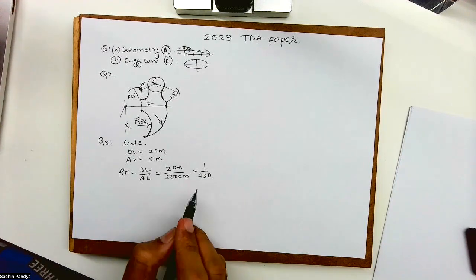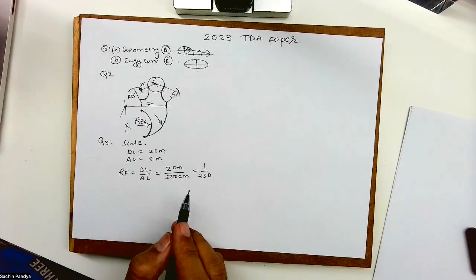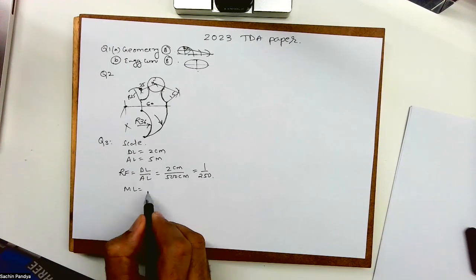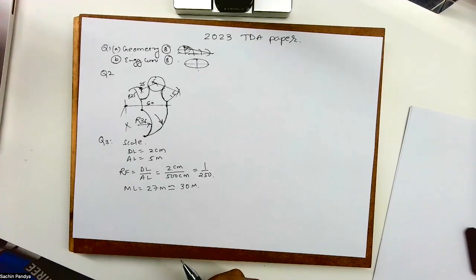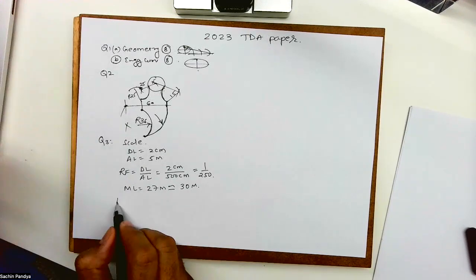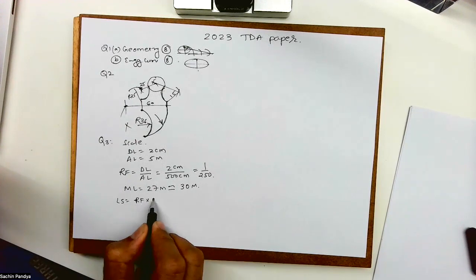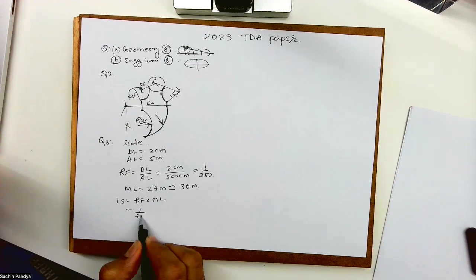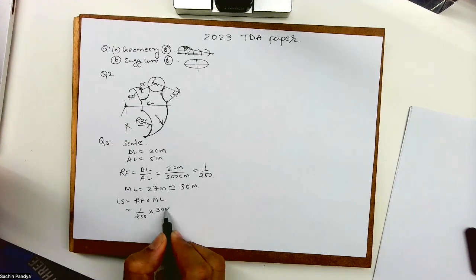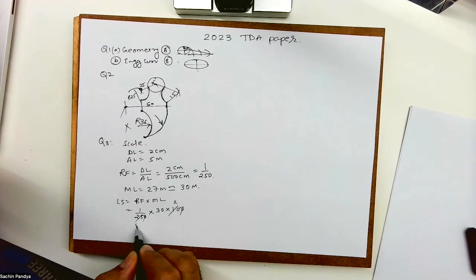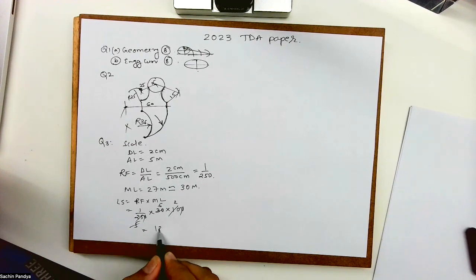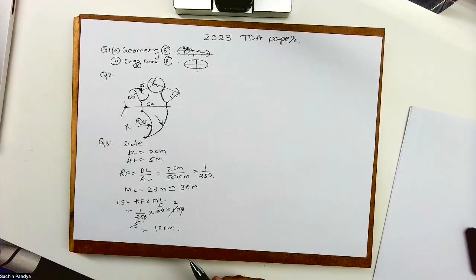Now calculate the RF and construct a plane scale having the same RF long enough to measure up to 27 meters. They have mentioned 27 meters. So maximum length is 27 meters. So we'll take 30 meters, right? We'll do the length of scale is equal to RF into ML. RF is 1 upon 250. Maximum length is 30 meter into 100. If you do this, you'll get 12 centimeter as length of scale.